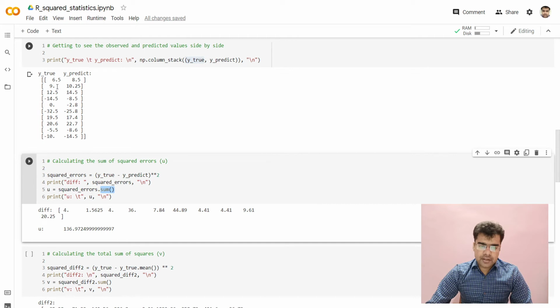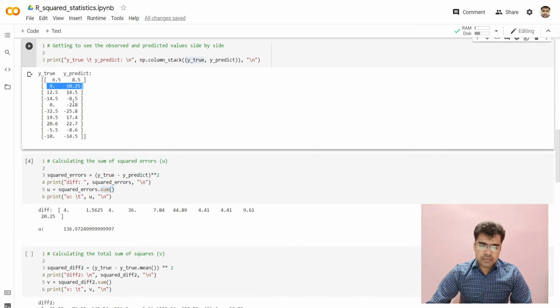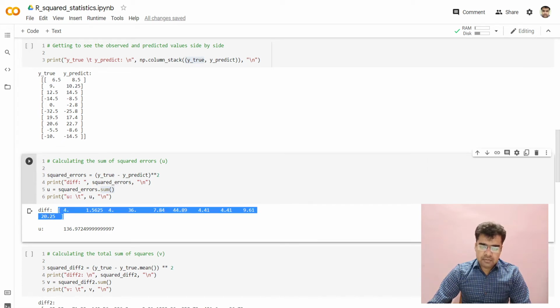Similarly, if I look at the second sample, the prediction was equal to 10.25 and the ground truth was equal to 9. So if I take this difference, it works out to be -1.25. When finally we take the square, that value will be equal to 1.5625. So these numbers that you see are the squared error values. 4 is the squared error for the first sample, 1.5625 is the squared error for the second sample, and so on and so forth.